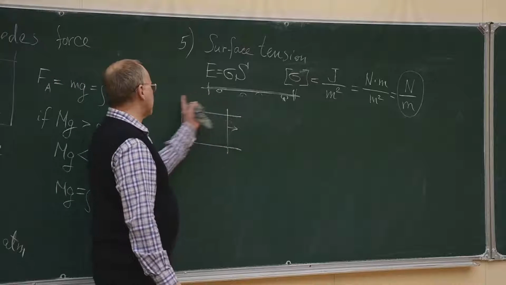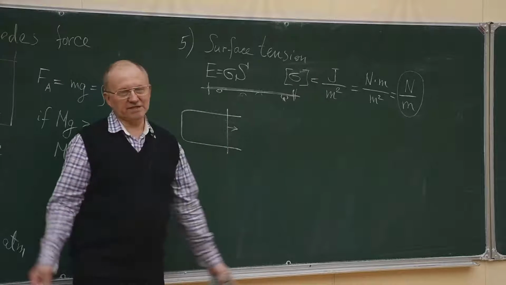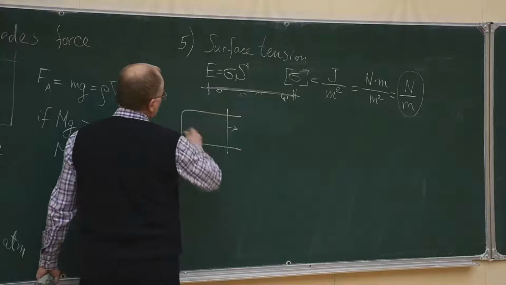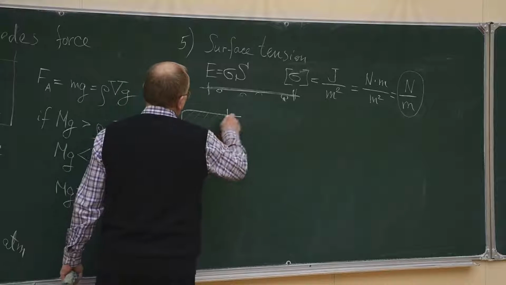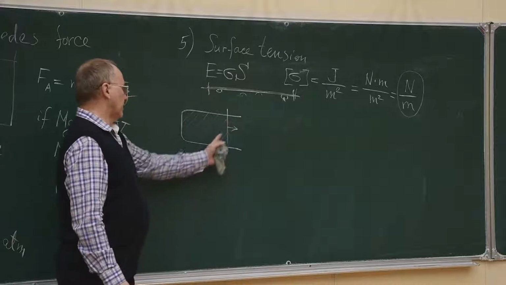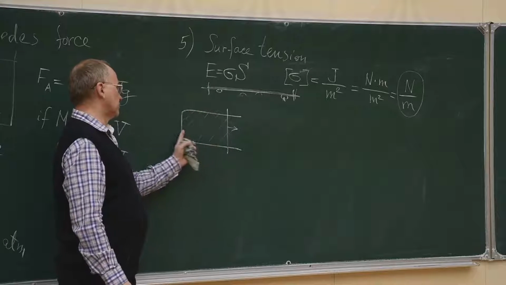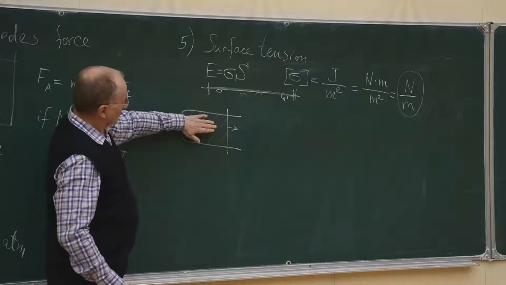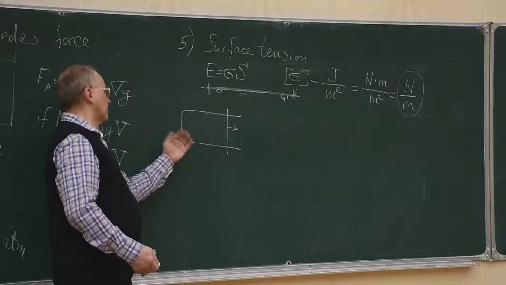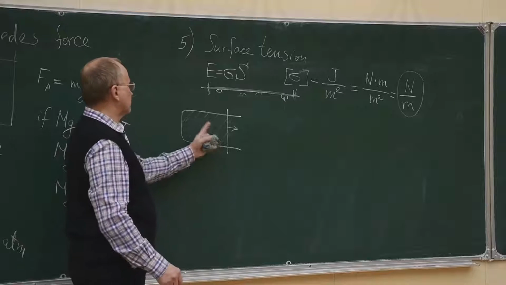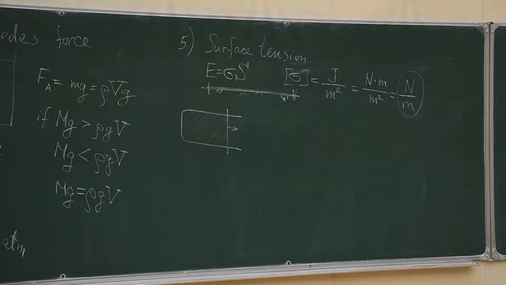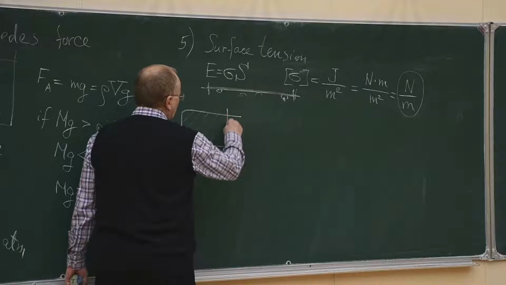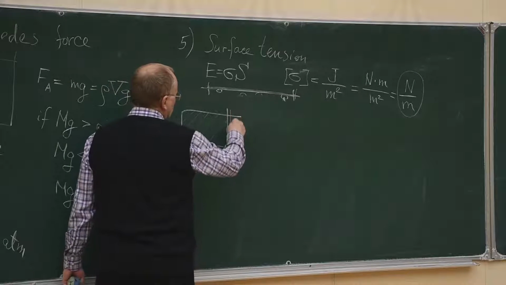If you immerse this wireframe into a solution of soap in water, and then take it out, then you may create a thin film of soap solution here. So this thin film will have a surface which is looking at you, and another surface on the opposite side. So there are two surfaces of this thin film of soap solution.